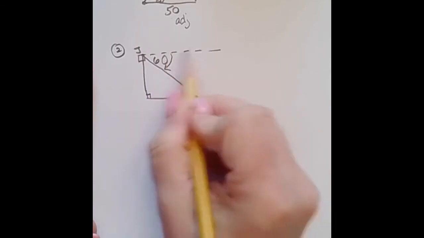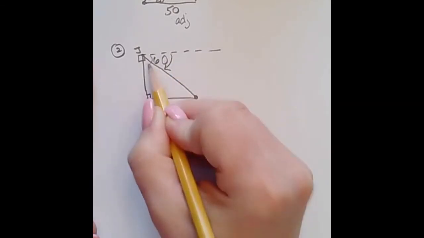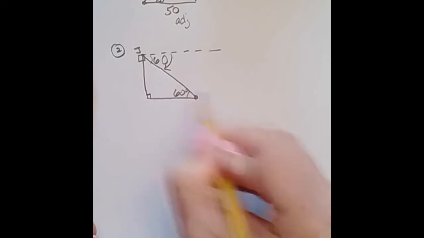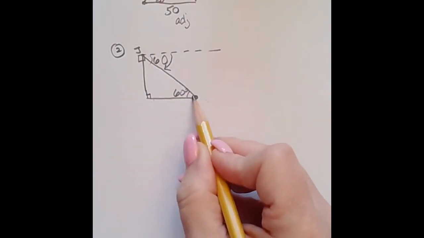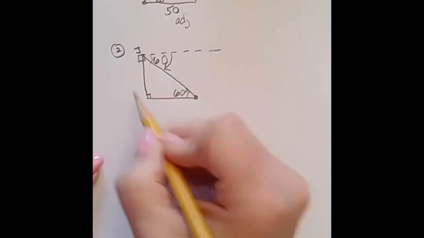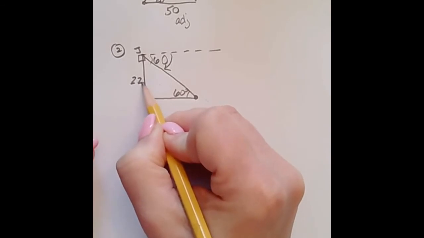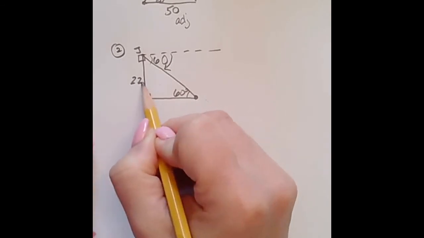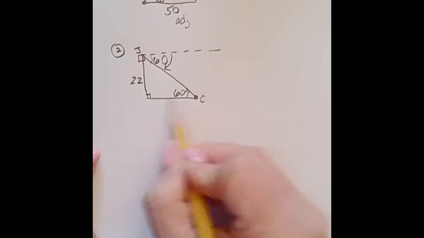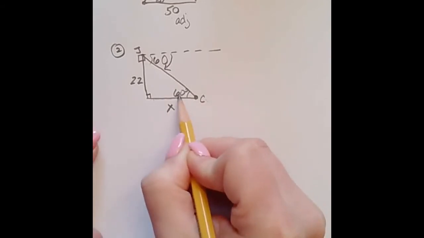60 degrees. This is your opposite side. This is your adjacent side. Once again, we are using the tangent function. Tangent of 60 is equal to 22 over x. That answer is B.